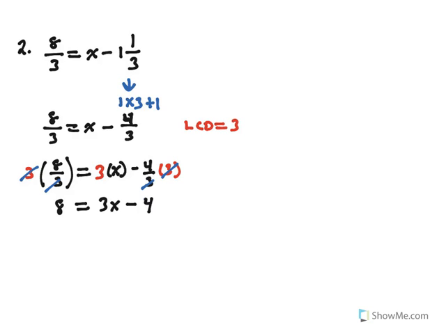So now we want to solve for x, just like any other equation, right? Get x on one side, numbers on the other. So I am going to add the 4, and that way I have 12 on the left equals 3x, and then I divide both sides by 3.